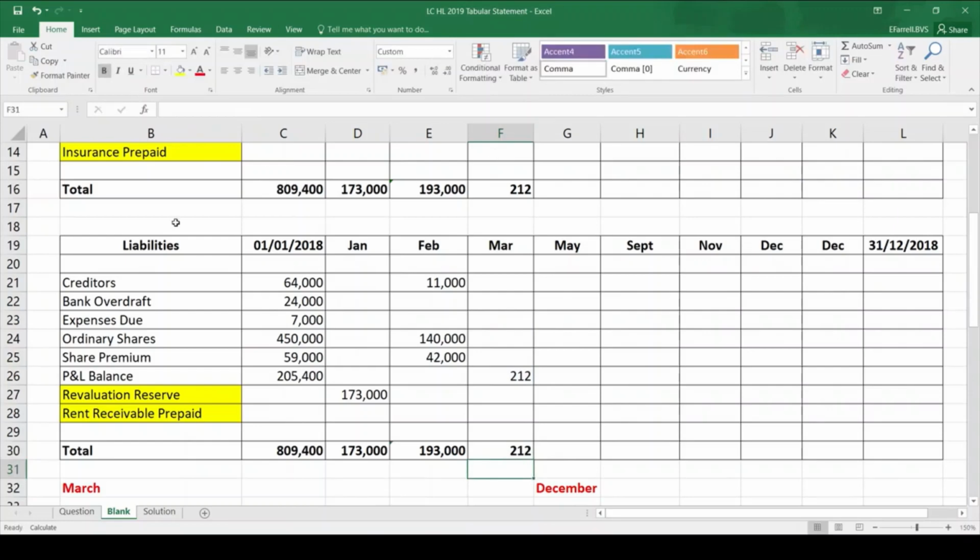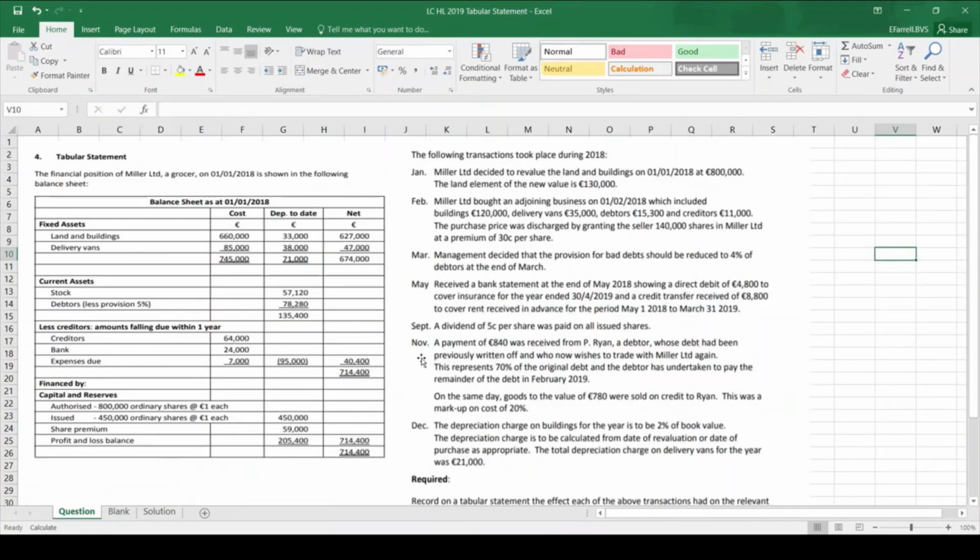The next adjustment is May. So again, this adjustment always comes up. We received a statement in May showing a direct debit of 4,800 to cover insurance for the year ended 31st of March 2019, and a credit transfer of 8,800 to cover rent receivable in advance for the period May the 1st, 2018 to 31st of March 2019. We're going to work out the adjustments for these in December. We're just going to put in the figures here and we'll sort them out in December.